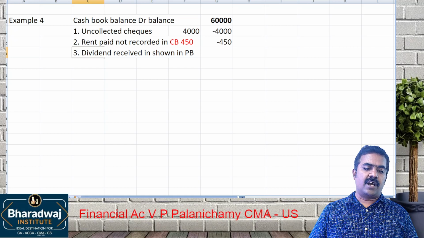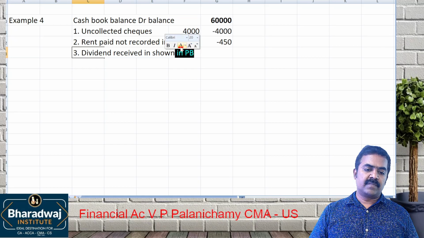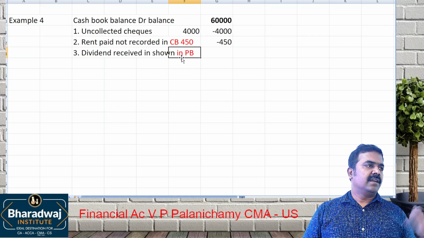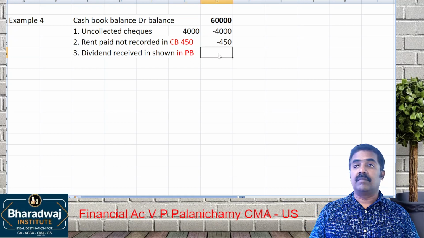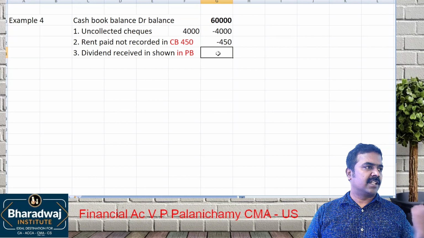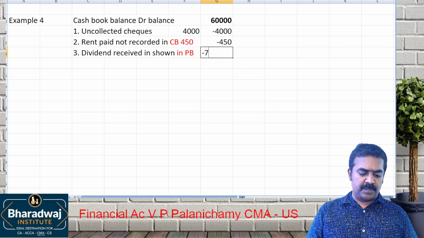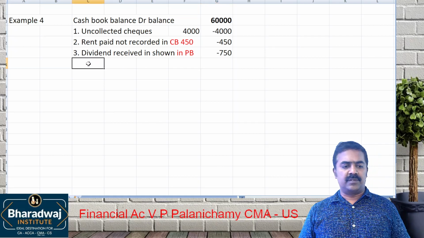Dividend received, not shown in the passbook. Which means we received the cheque and kept it in the cash book, but it is not recorded in the passbook. What will we do? We would have added. Has the banker added? No. Let us assume it is 750. Minus 750.